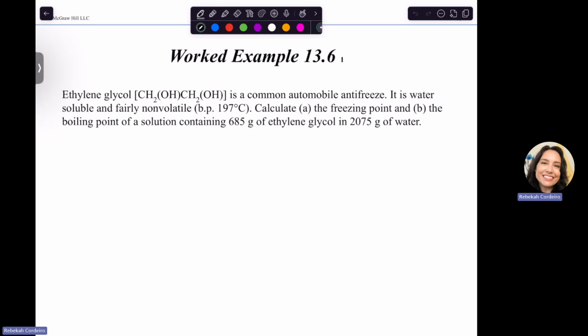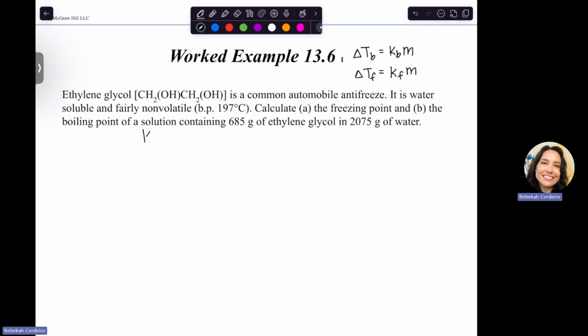So if you haven't found it yet, formulas that you can use are delta TB is equal to, we're going to ignore that i for now, KB m. And delta TF is equal to KF m. So go ahead and pause and work it out. So hopefully you're able to work this out. You have your delta T, which is your change in your boiling point, is equal to, oh, I need to give you the information, sorry. So if you paused, sorry, you can't really pause yet.